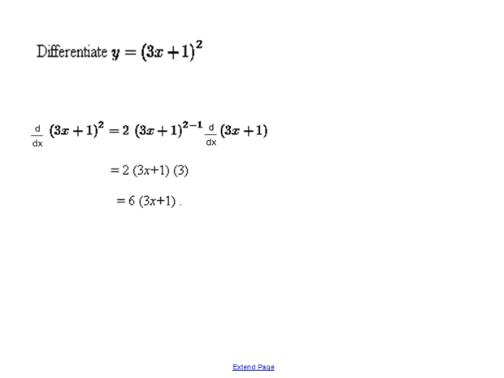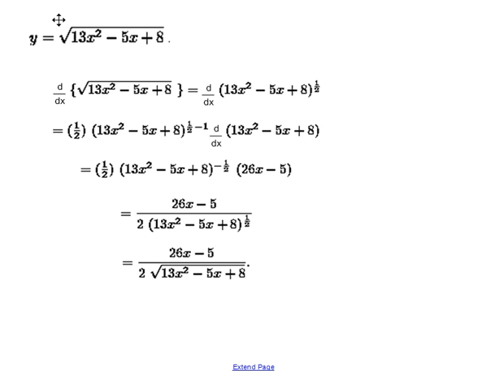Here you're going to see 3 different examples of applying the chain rule. First, identify there is a composite function. We do the power rule to the outside, and then we take the derivative of the inside. And the derivative of 3x plus 1 is 3, so that's what we got on the inside. And then we multiply the 2 times the 3 and get 6 times 3x plus 1.